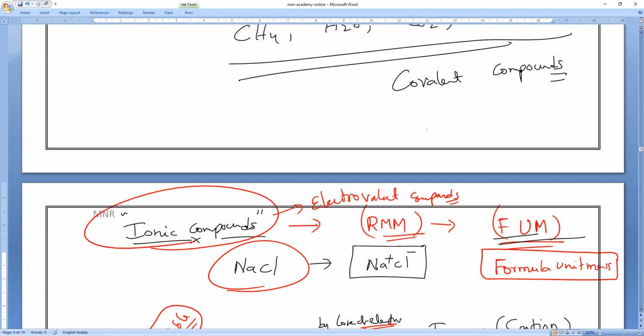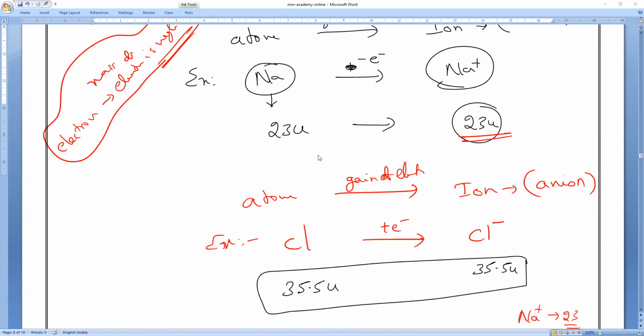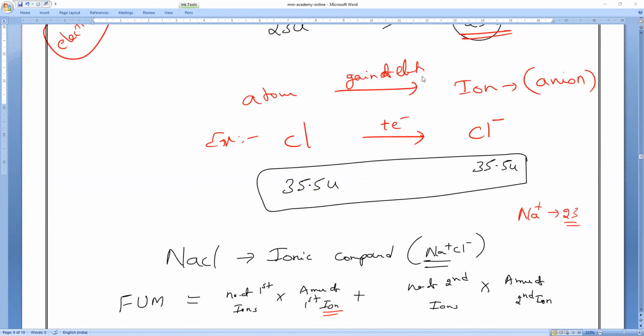And remember, most ionic compounds are in the solid state and they have a particular structure. That is why they are called crystalline structures. They have a particular geometrical pattern. That's why they are called crystalline solids. Crystalline solids means they have a geometrical structure. Everyone understood?